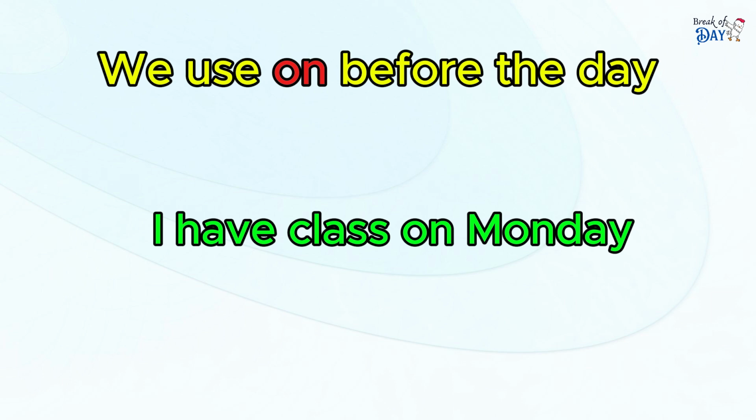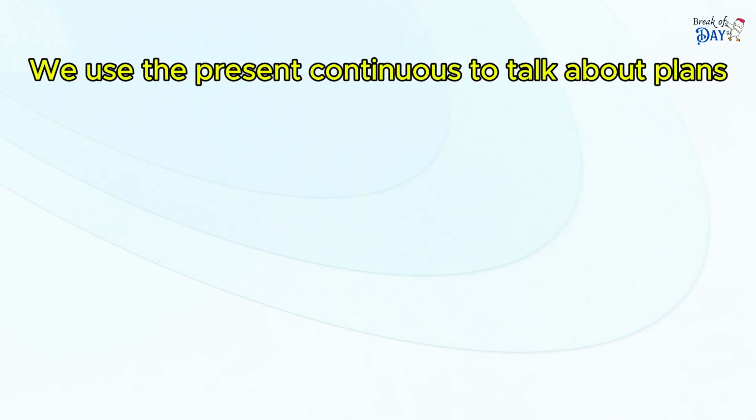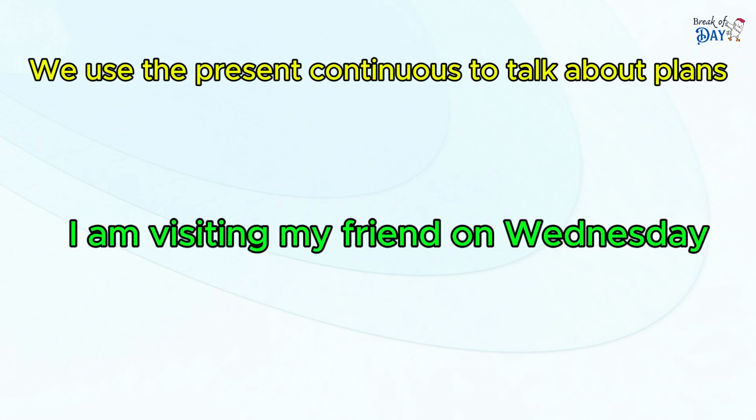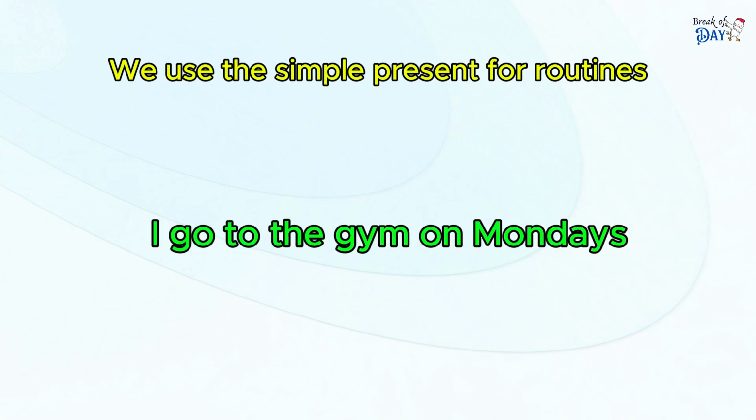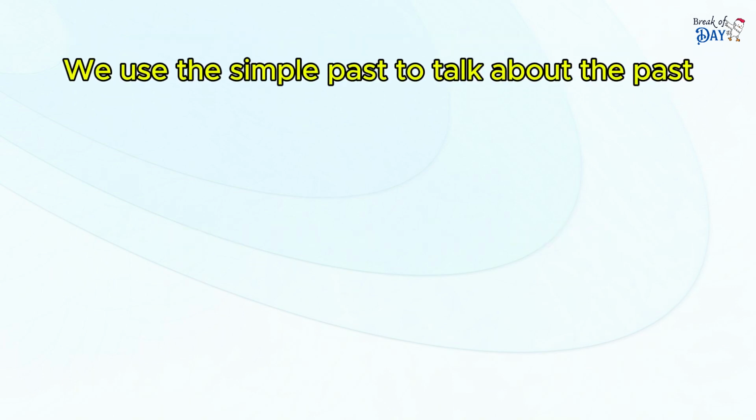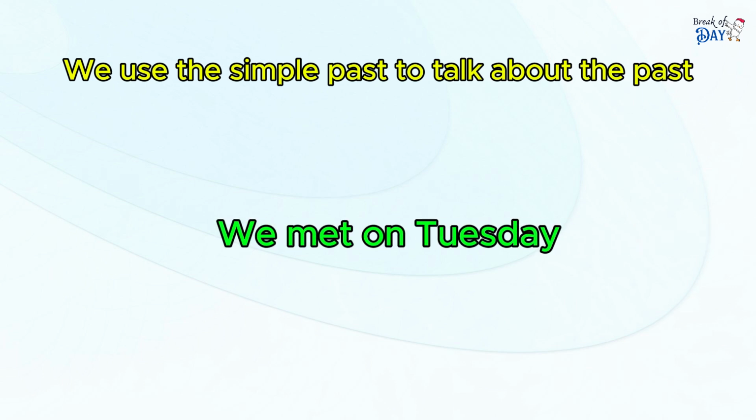Next pattern that we use, present continuous, to talk about plans. Look at the example. I am visiting my friend on Wednesday. Third one that we use, the simple present for routines. Look at the example. I go to the gym on Mondays. The last pattern that we learned, the simple past to talk about the past. Look at the example. We met on Tuesday.